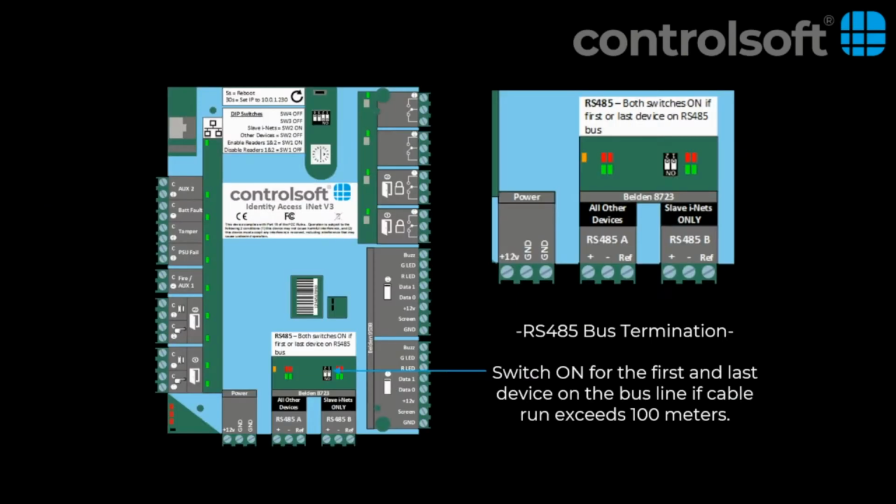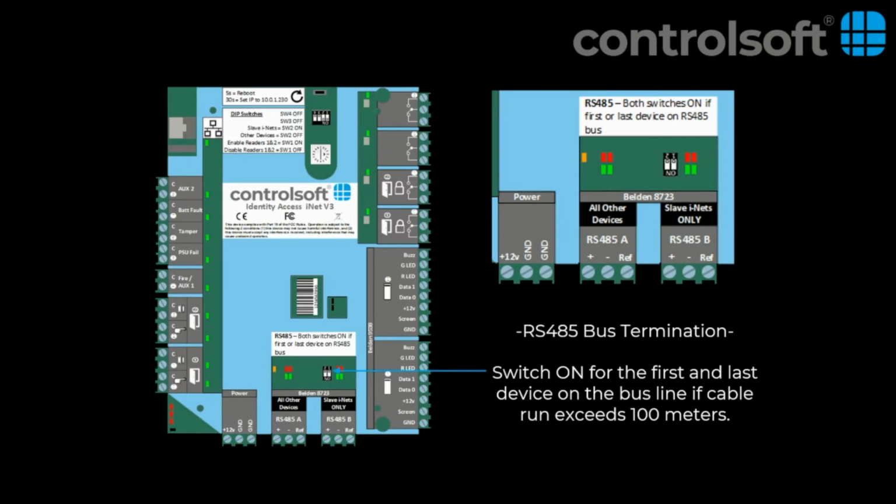The two-way dip switch here is used for termination of the RS485 bus. This needs to be switched on for the first and last device on the bus when you are using a fairly long 485 bus line, anything over 100 meters typically.